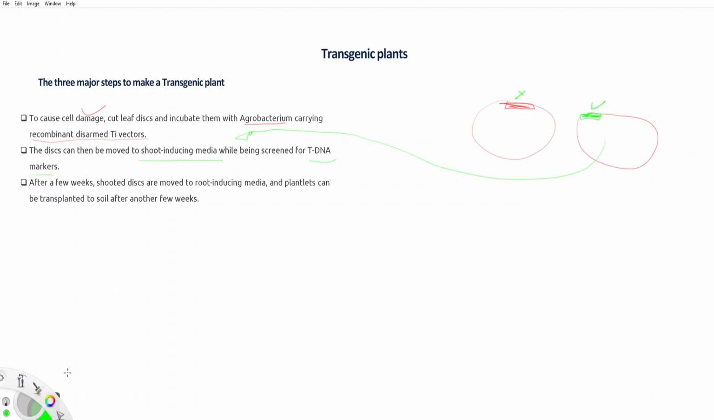When you insert the plasmid, since you're already working with plasmid, you may add some antibiotic resistance gene in such a way that only plant cells that have taken up this plasmid are going to grow. Eventually, after a couple of weeks, your shoot discs are going to be moved into a root inducing media, and your plantlets can now be transplanted into soil, and you just wait for your very nice result there.